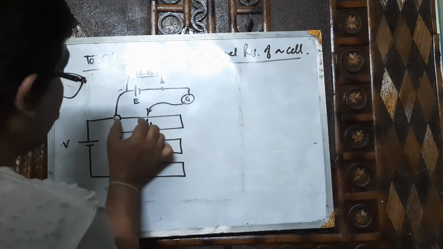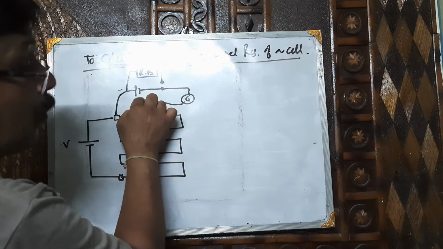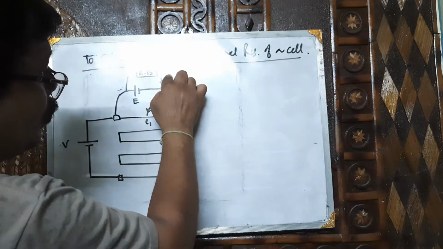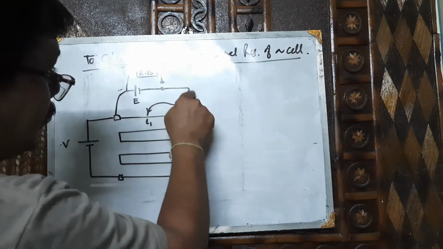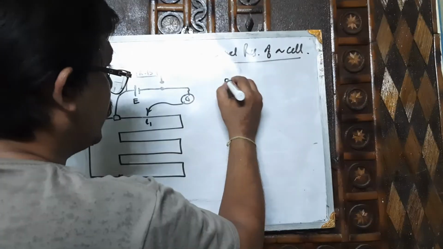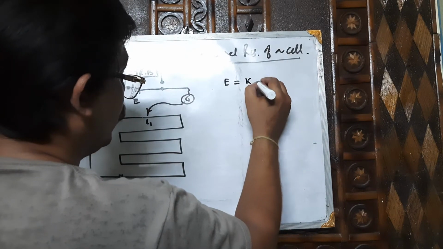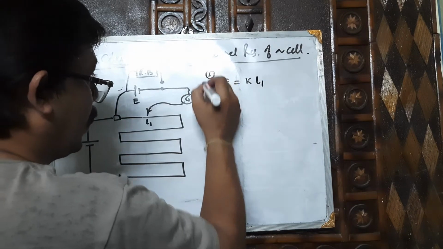For this length L1 you got a null point. It means the voltage drop over this section is balanced by the EMF of the battery. Why EMF? Because the resistance box is open, there is no external circuit, only the battery, so it is EMF. So E is equal to K into L1. This is the first case. Step 1 is over. Now come to the second step.